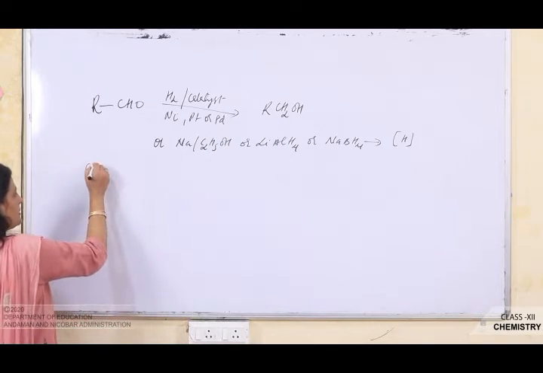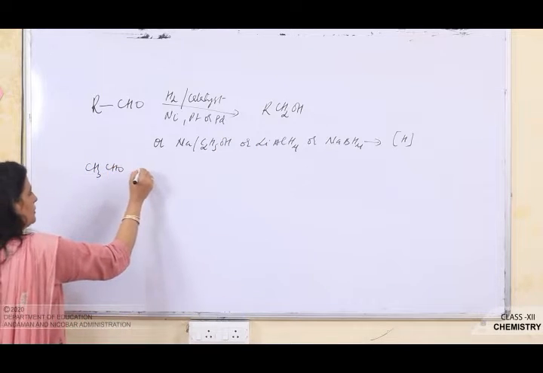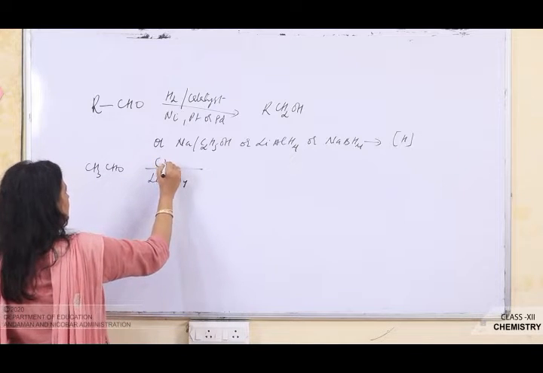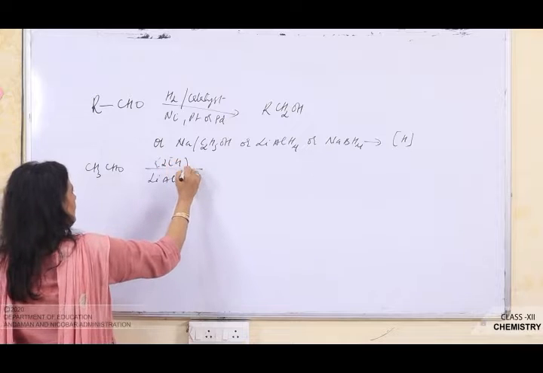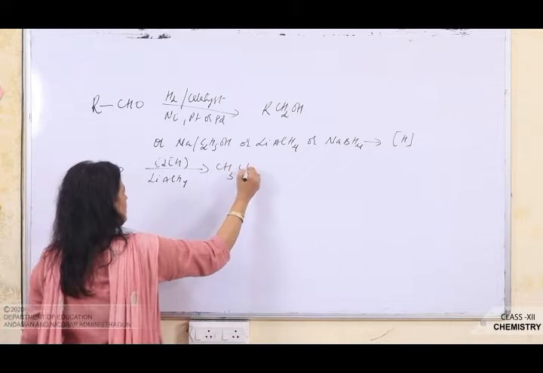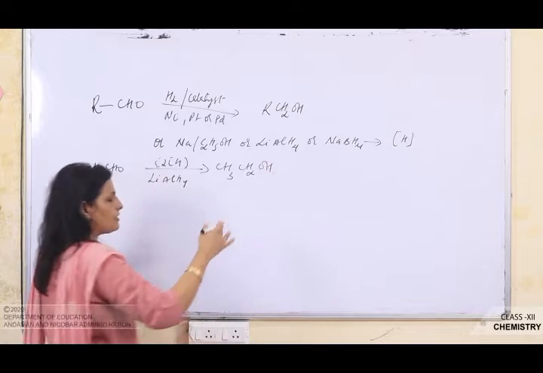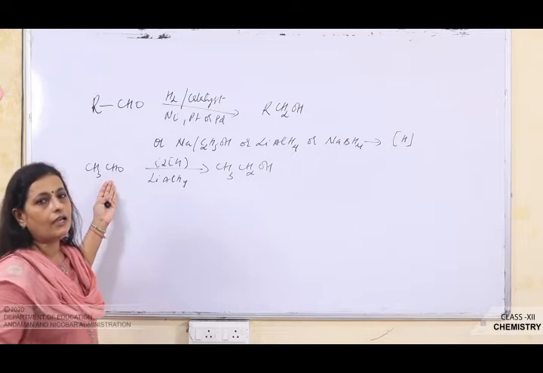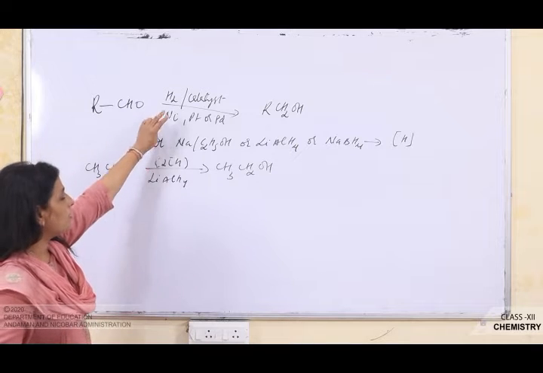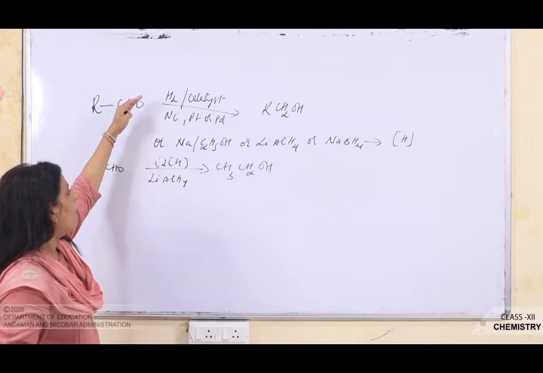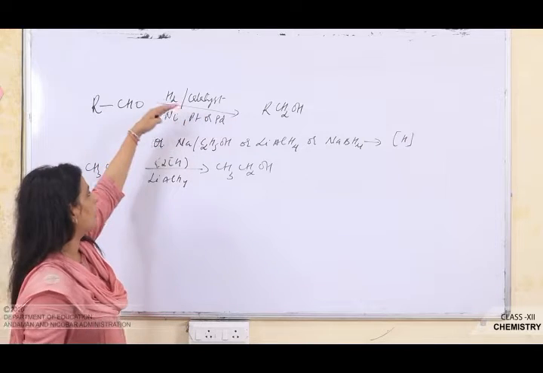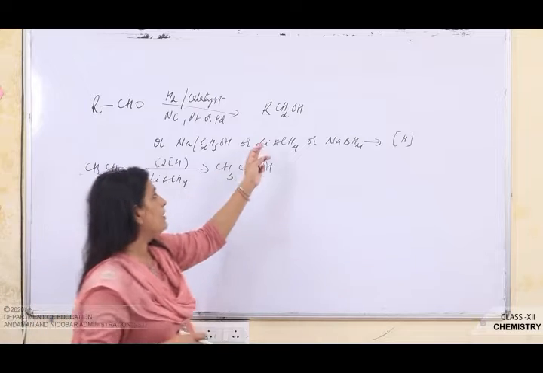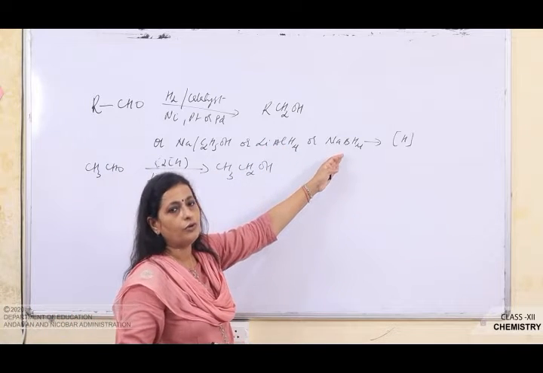Now see here, if I take CH3CHO, this on reduction with lithium aluminum hydride, 2 nascent hydrogen, you will get what? CH3CH2OH. So you just remember, a primary alcohol on oxidation you are going to get what? An aldehyde. So is it clear? The reducing agents which can be used to reduce aldehydes is hydrogen in presence of catalyst nickel, platinum or palladium, or you can use sodium in presence of ethanol, lithium aluminum hydride or sodium borohydride.